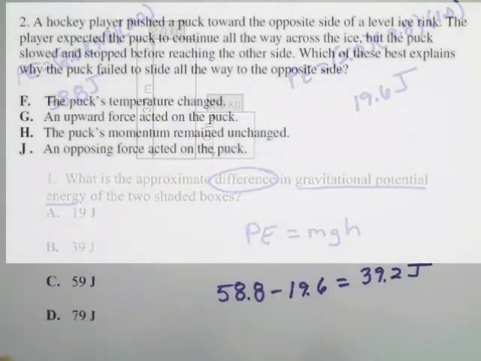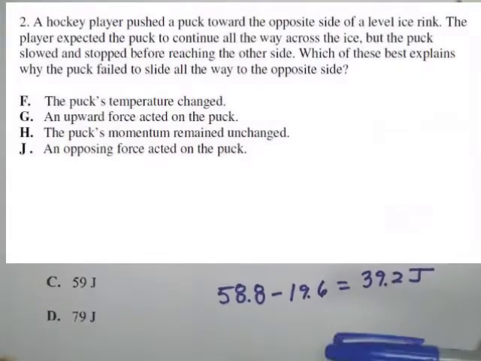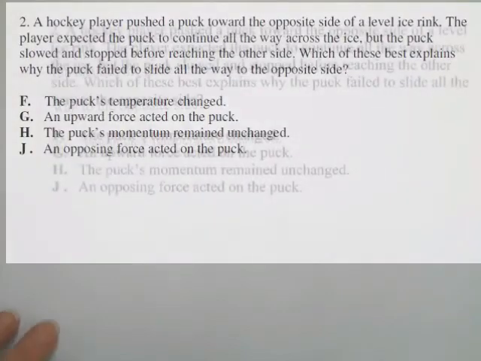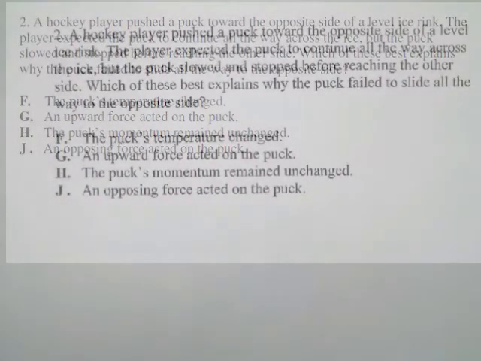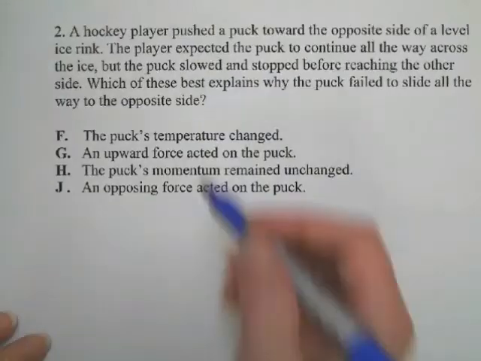Problem number 2. A hockey player pushed a puck toward the opposite side of a level ice rink. The player expected the puck to continue all the way across the ice, but the puck slowed and stopped before reaching the other side. Which of these best explains why the puck failed to slide all the way to the opposite side? So let's notice it says that it slowed and stopped. So we need to think about what's going on in this situation.